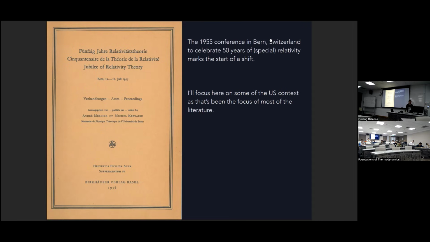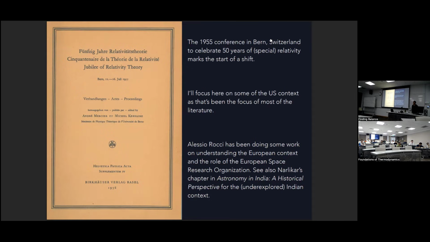So I'm going to focus on the US context, as that's also been most of the focus of the literature. But I'll also note that Alessio Rocci, some of us just saw a presentation from him in Athens, on the European context, the European Space Research Organization's role in the revival. And I'll also point to Narlikar's chapter in Astronomy in India, Historical Perspective, for some discussion of the underexplored Indian context, where results were derived and then Europeans rederived the results and published them, and only now do we know that they had already been derived.